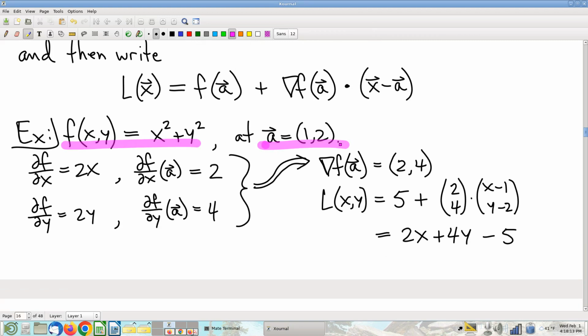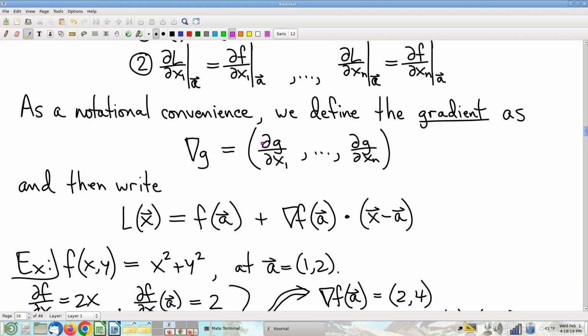Oh, yes, question. How would you define the gradient in words? Let me go back up to here where I can point. The gradient of a function is the vector of all of the partial derivatives of that function. Is that cool?